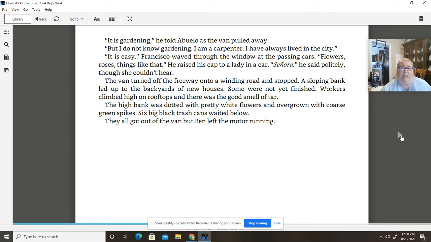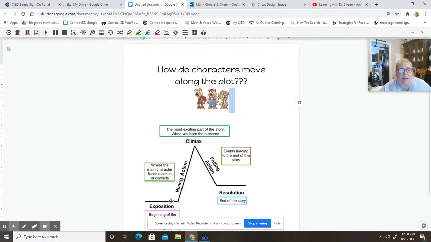So I noticed something here. It says that he doesn't know gardening. He's a carpenter. But Francisco's like, it's fine. Well, it's just flowers and stuff. But if you think about it, we're kind of going to our rising action. We're starting to see something that might be leading us to a conflict. And it's because Francisco is kind of pushing this work. He's doing it not just to be mean. He's doing it because they need the money. But he's kind of pushing it. So let's see what happens next.